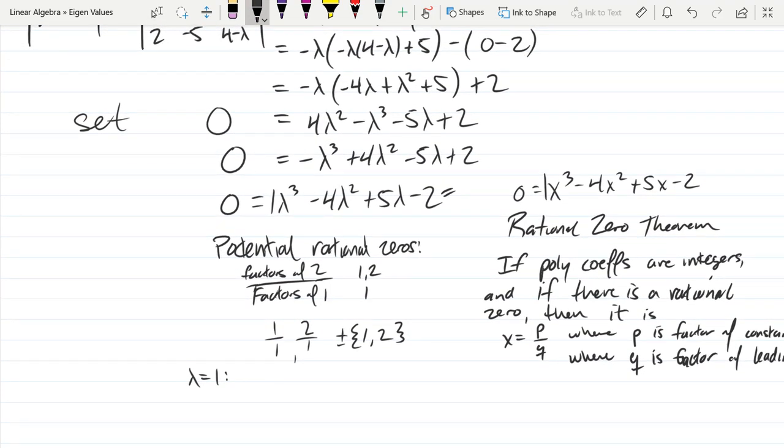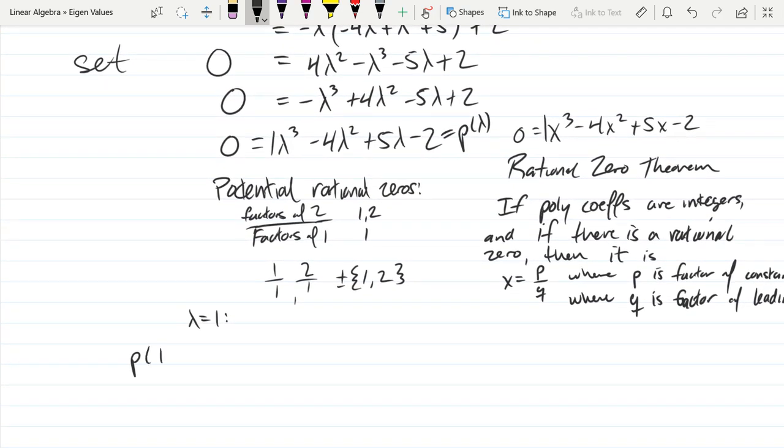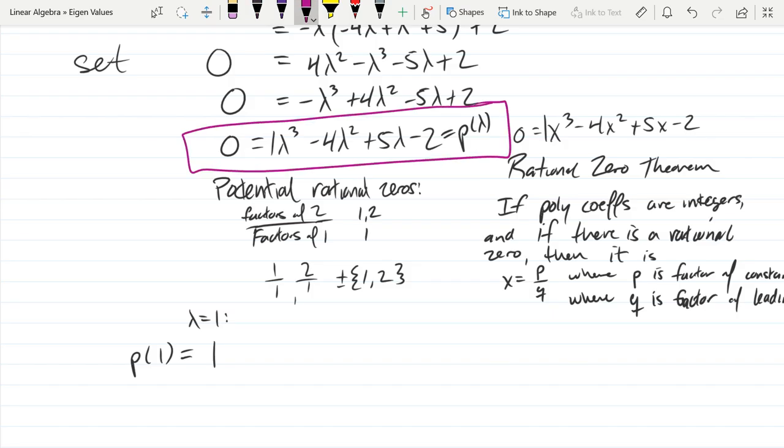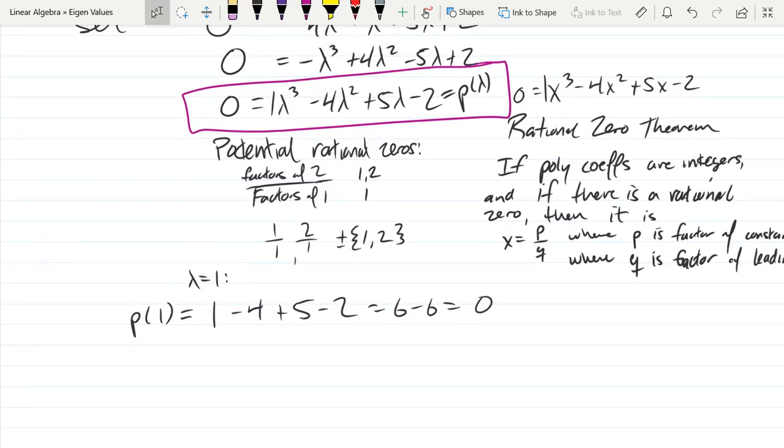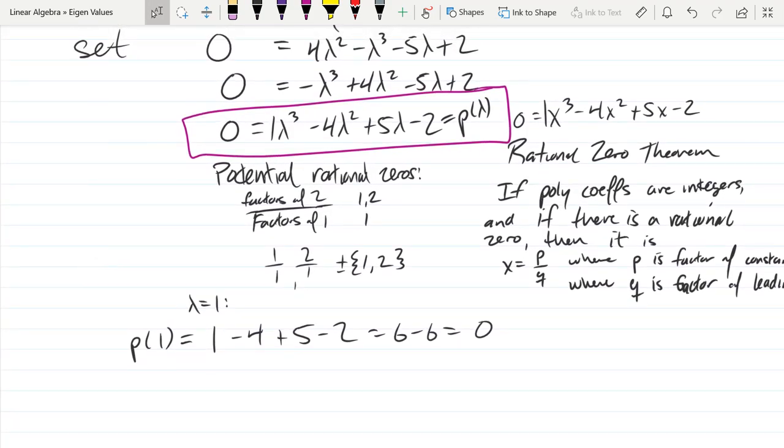I'm going to call the polynomial P of lambda, P for polynomial. You can call it F of lambda if you really want to, but I'm going to use P. Now I'm going to plug in 1 for lambda into our polynomial P, just looking at the polynomial inside that purple box, plugging in 1 for all the lambda values. All right, we got a winner right there. 1 is a 0, so 1 is a solution to the equation we're looking for.